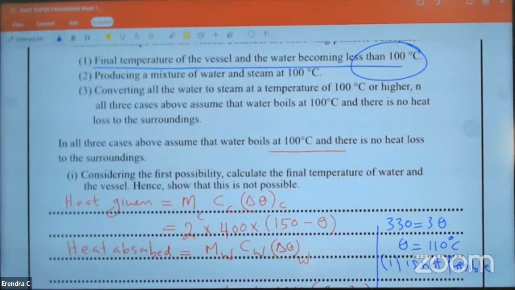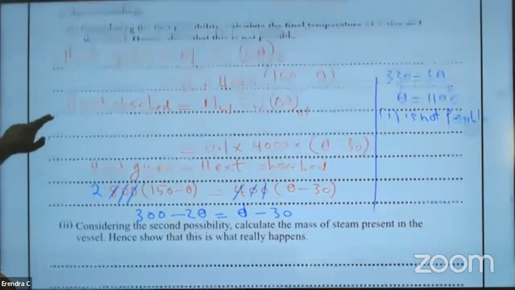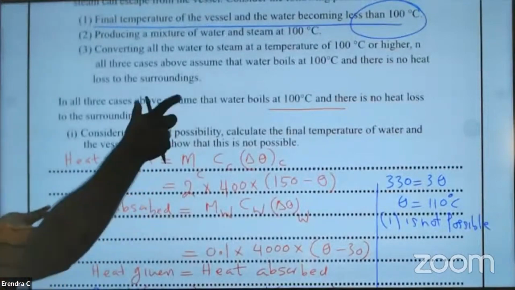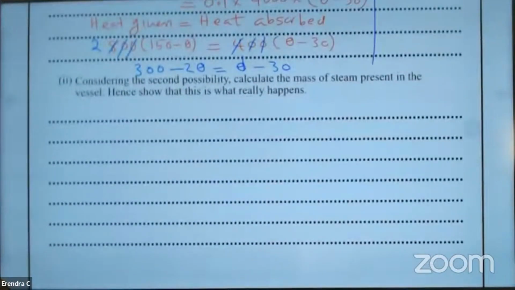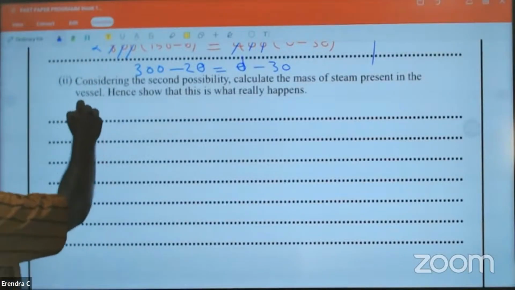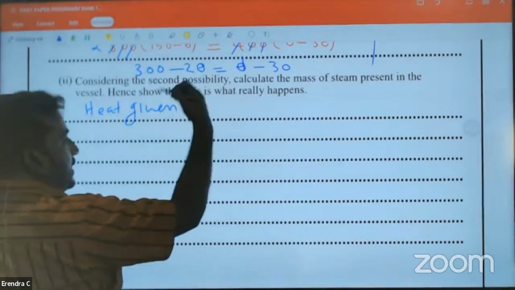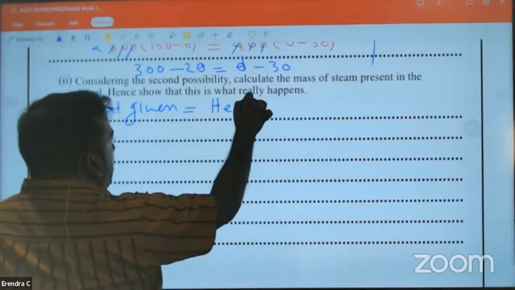Heat given equals heat absorbed. What's the second case? Producing a mixture at 100, which means it will stop at 100. So this is what really happens. Assuming the second one is correct, heat given equals heat absorbed.